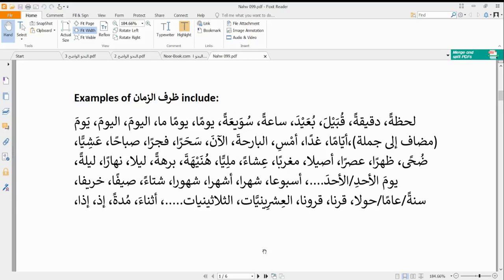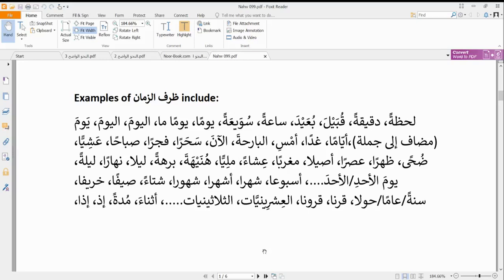'Isha'an, it means night. Maliyyan, it means after a long while, or a long while. Hunayhatan means a short while. Burhatan, also a short while. Laylan, night. Naharan, day. Laylan is the dark part of the day, that is the night. Naharan means the bright part of the day, so we can just say day.